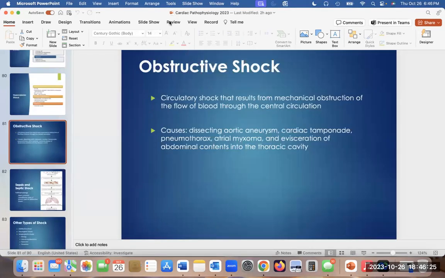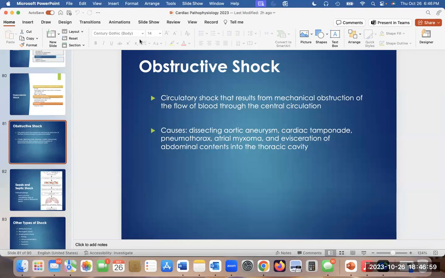Obstructive shock is caused by things like cardiac tamponade or pulmonary embolism, because remember, cardiac tamponade is that fluid buildup. It gets so bad that it starts to compress the heart. A pulmonary embolism is a clot that forms in the blood vessels, causing an obstruction of blood flow. So that's how we see the difference between obstructive and others. But obstructive shock is a type of cardiogenic shock.